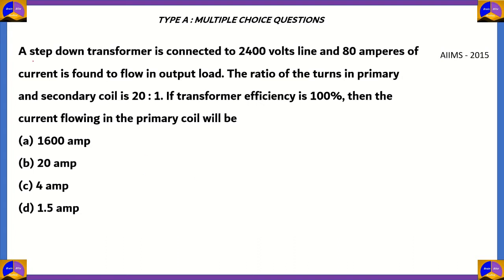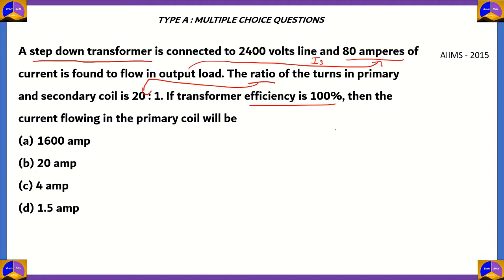So, we have a step-down transformer, and it has 100% efficiency. We have the ratio of the turns in primary and secondary coil as 20:1. And what is also given is that 80 amperes of current are flowing in the output load. So basically, the current passing through the secondary coil is 80 amperes. We need to find the current flowing in the primary coil.